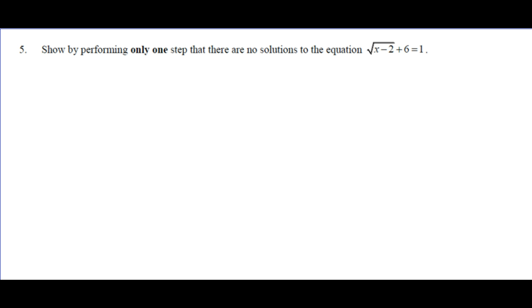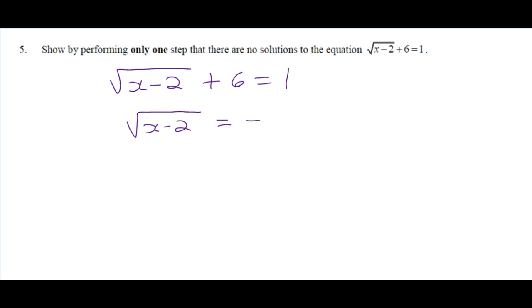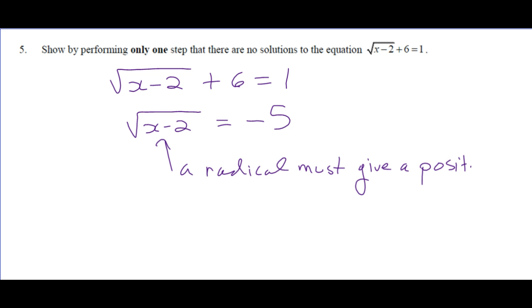Show by performing only one step that there are no solutions to this equation. What is the one step? Subtract 6 from both sides. Okay, so here's the original. And what do you want me to write for the one step? Okay, and we know that a square root cannot be negative. So a radical must give a positive value.